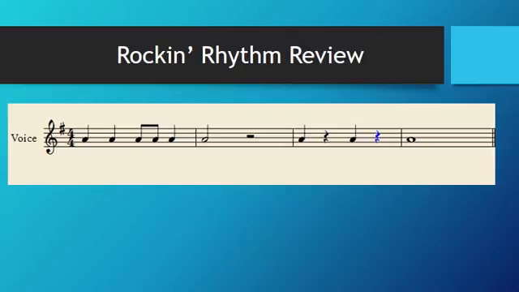Today we are going to be reviewing our rhythms. So first thing I'm going to do is bring your attention to the fours at the very beginning of the line. I want to talk about the top four. The top four means that there are 4 beats in every measure. And when I say measure, here's what I mean.